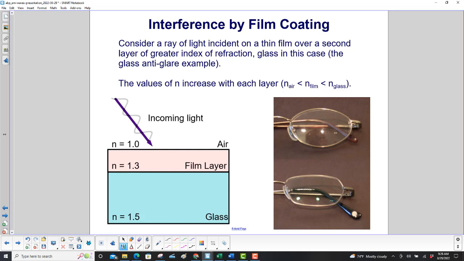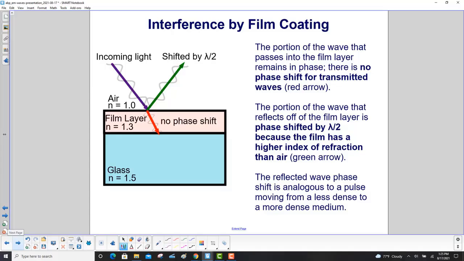Consider a ray of light incident on a thin film over a second layer of greater index of refraction, glass in this case. This is the glass anti-glare example. The values of n increase with each layer. Index of refraction of air is less than the index of refraction of the film, which is less than the index of refraction of the glass. The portion of the light wave that passes into the film layer, and that's shown by the red there, remains in phase. There is no phase shift for transmitted waves.